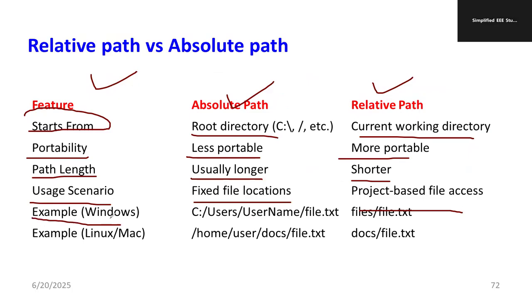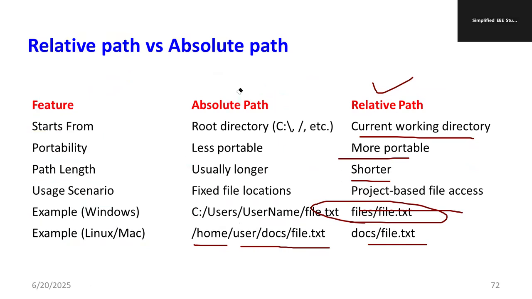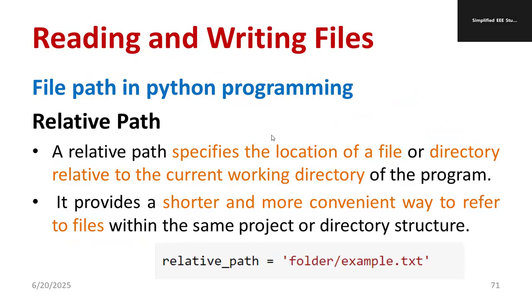If I talk about operating systems, for Windows this is the normal way to represent the absolute path, and this is the general method to adopt for the relative path. For Linux or Mac OS, we have slash home slash user slash doc slash file.txt, whereas the relative path will be doc slash file.txt. Please do remember this table. It will help you understand relative path and absolute path very clearly. For the programming part, you can directly go to Colaboratory and type absolute underscore path. You will get the path of your working directory, where your present file is, which you can easily identify.